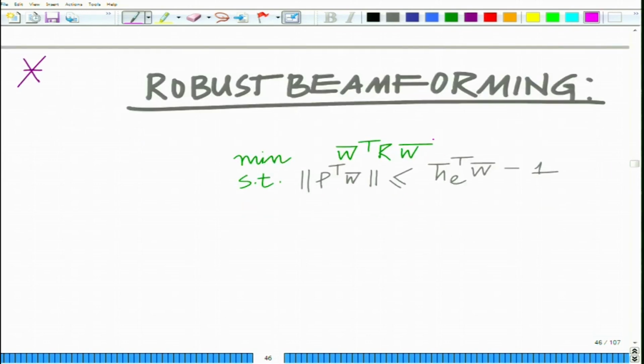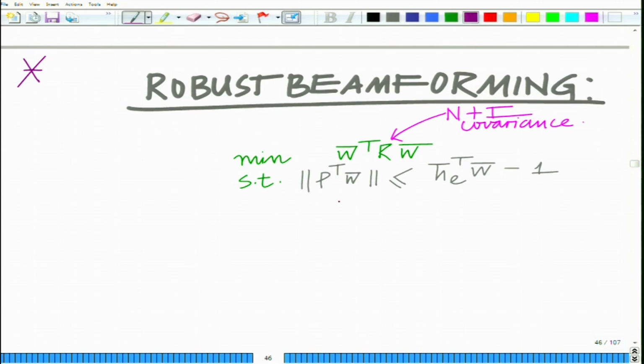We said this is the quadratic objective, W bar transpose R W bar. Of course, R is a positive semi-definite matrix, the noise plus interference covariance, correct. And this is a conic constraint, norm of P transpose W bar less than or equal to H bar E transpose W bar minus 1.